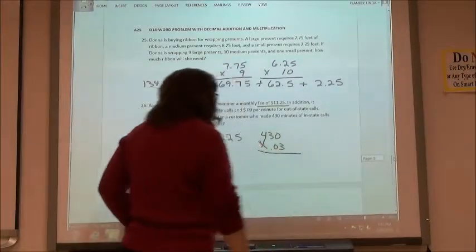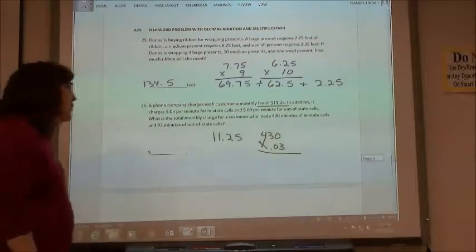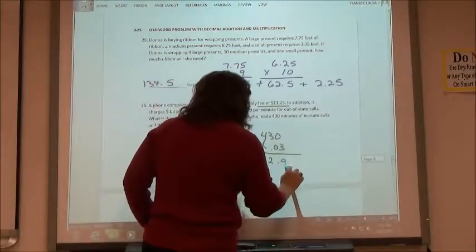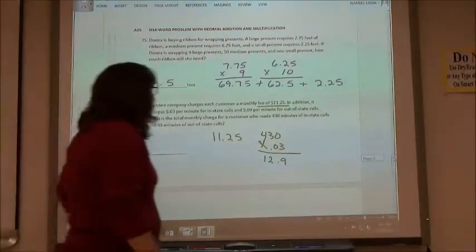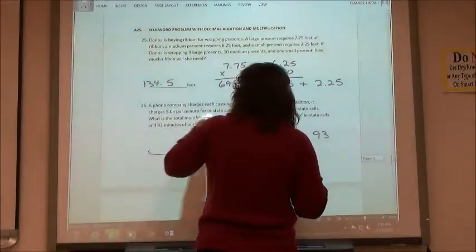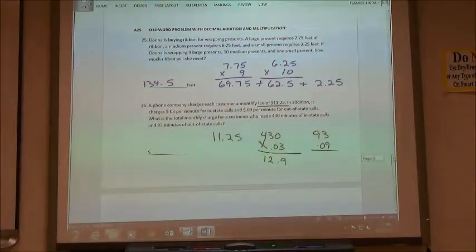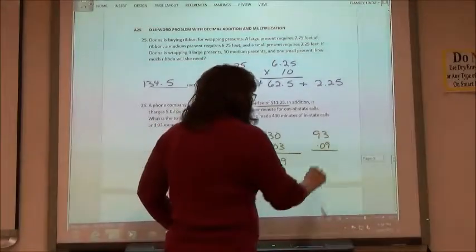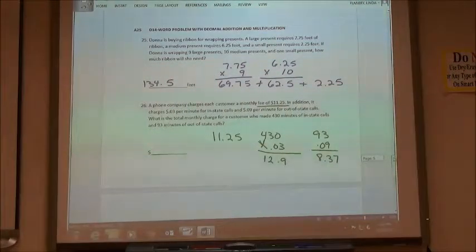It's a times sign almost. So if we take 430 times 3 cents, go ahead and use your calculator, unless you already did it on your paper. We get $12.90. Everybody getting that? Okay. Then we're going to make 93 minutes of out-of-state calls, and the out-of-state calls are going to cost me a little more, 9 cents a minute. So if I take 93 times 9 cents, $8.37.